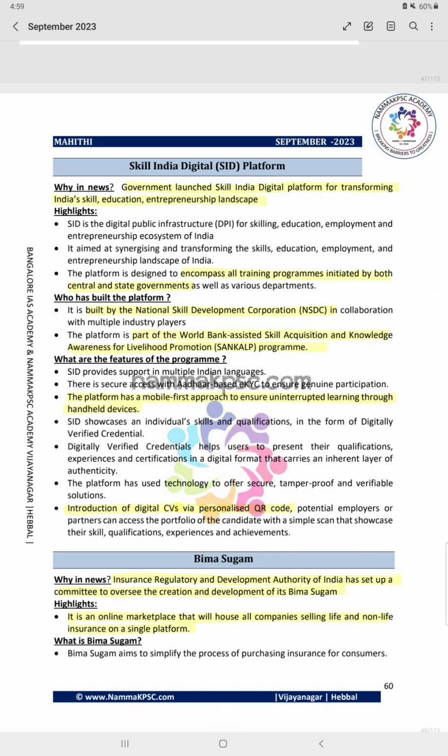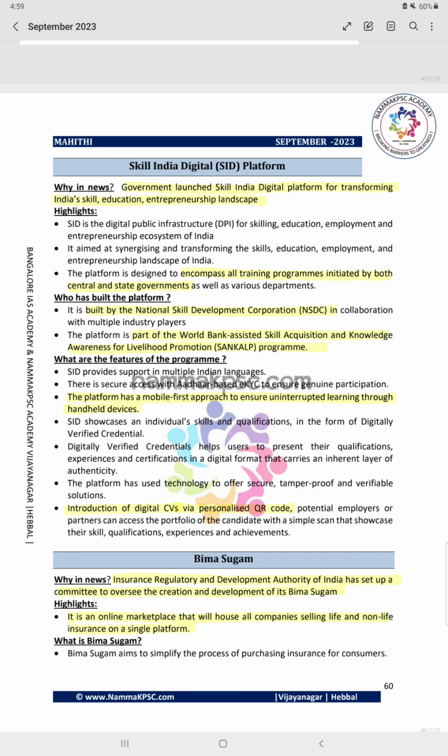What is Skill India digital platform? Government has launched the Skill India digital platform for transforming the Indian skill, education and entrepreneurship landscape. So this is basically providing skills online to people. Who has built this platform?